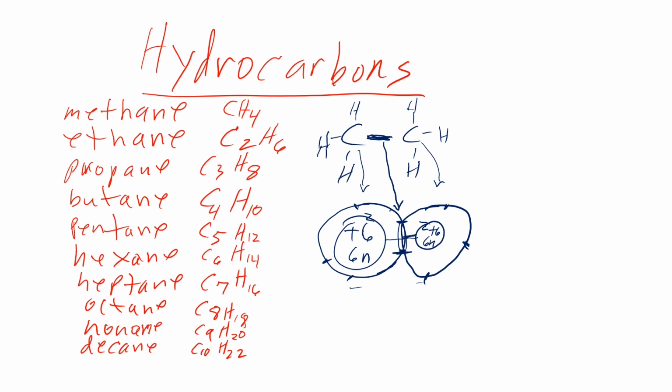So you can picture if you just need to get the stable octet. Each carbon has 4. It's going to need 4 more. Well, look at this. Here's 1 bond. Here's 2. Here's 3. Here's 4. Voila! It does that.